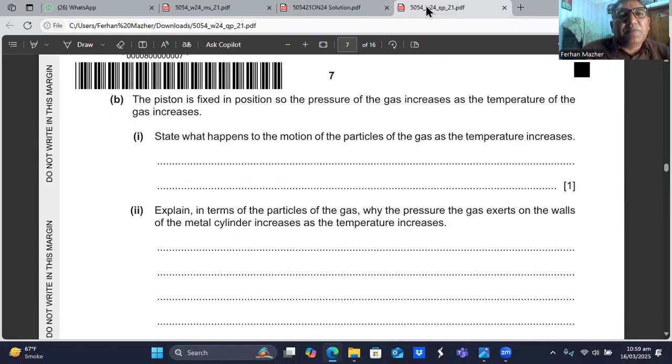So question number 3 is the B part. He says the piston is fixed in position, so the pressure of the gas increases as the temperature of the gas increases. State what happens to the motion of the particles of the gas as the temperature increases. You see, the temperature depends upon the speed of the particles. So when you increase the temperature, we're talking about the gas, the gas molecules start moving faster. When they move faster, their average kinetic energy increases. That's why the temperature will increase. So when the temperature is increasing, the kinetic energy of those particles is increasing, and those particles are now moving faster.